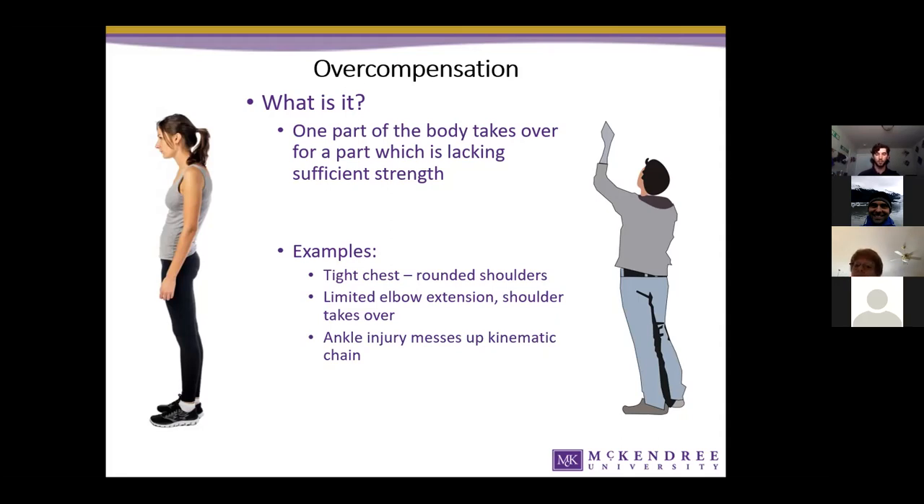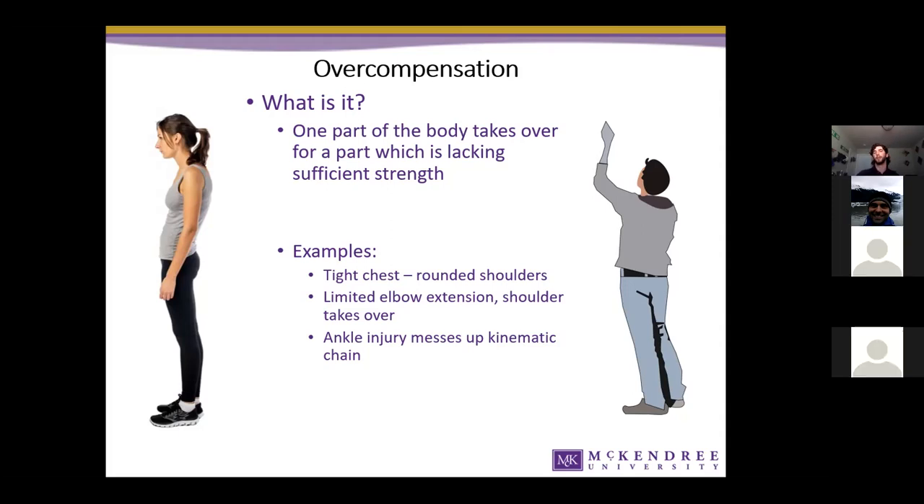For example, if a pitcher were to sprain their ankle, let's say their left ankle for the sake of a right-handed pitcher, they go to land on that left ankle and it can't bear all of the weight. So what happens? The knee takes some of the weight, which then messes up the hips, which then messes up the shoulders, and in turn messes up the arm. So overcompensation can lead to a lot of poor mechanics and can really subject an athlete to more injury.